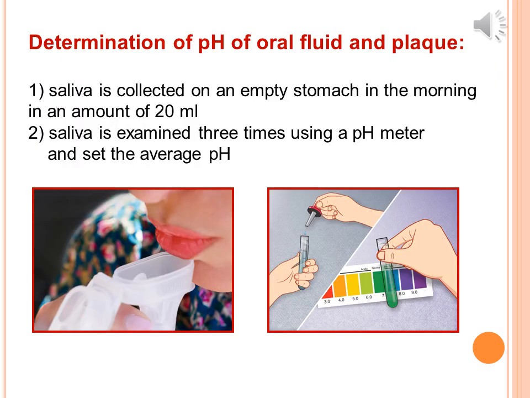How to determine the pH of oral fluid and plaque. Saliva is collected on an empty stomach in the morning, around 2 milliliters, and then examined 3 times using a pH meter, and the average pH is set. You see the scale and the numbers of pH from acid to alkaline.